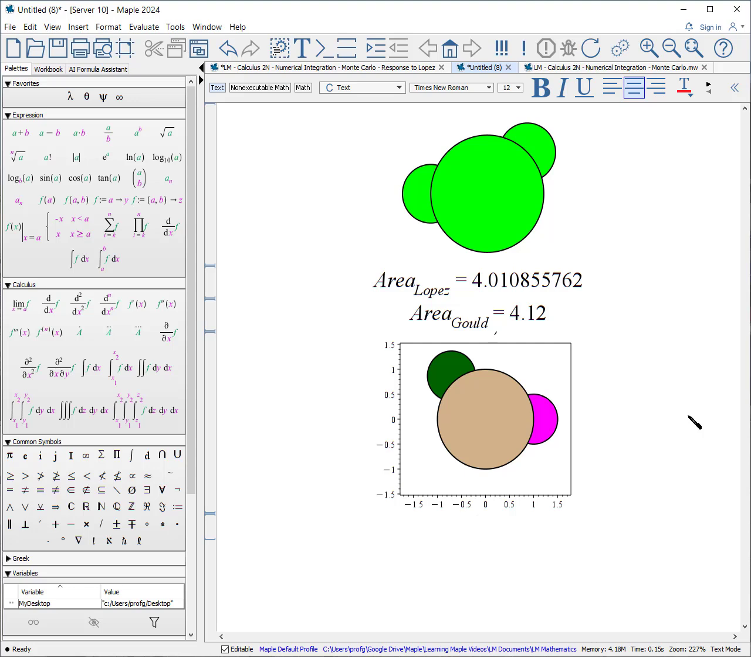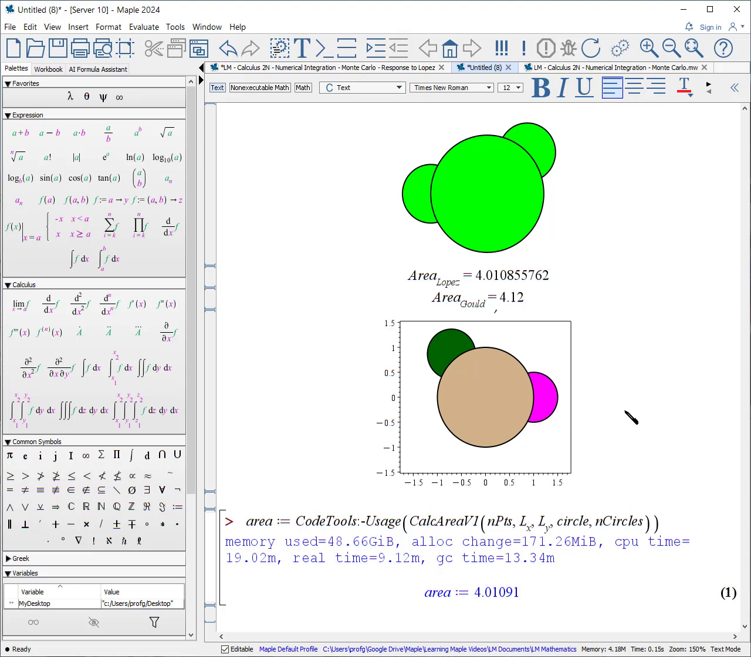So the question becomes now, if I use the same code from before but apply it to the figure that Professor Lopez worked on, will I obtain the same floating point approximation that he did? And the answer is yes. If you use method 1 to solve for the area of this particular object, it requires 9 minutes on my computer and gets an answer of 4.0109, which is a 5-digit approximation to his exact answer.